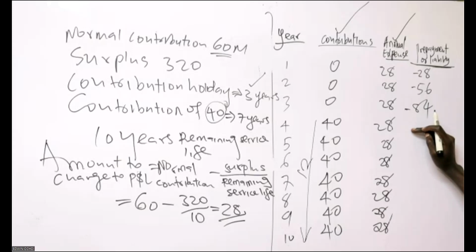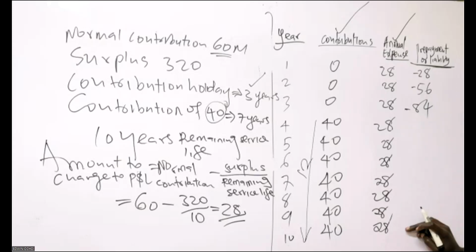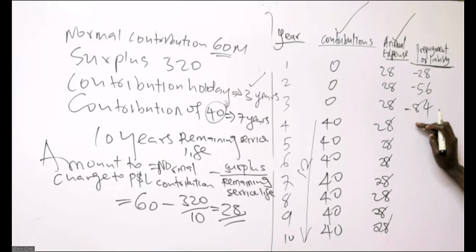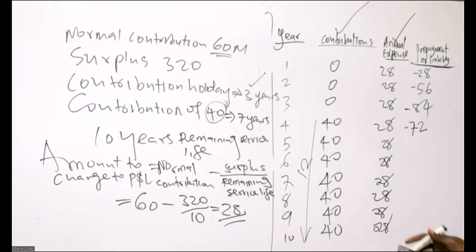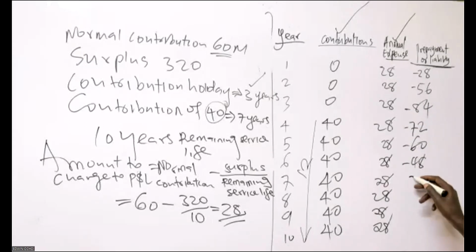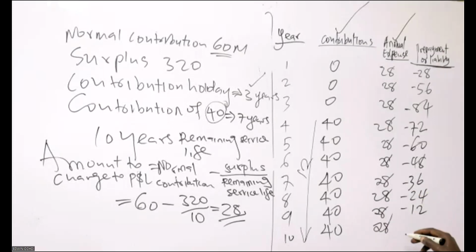The prepayments from the 4th year to the 10th year will reduce this liability. So 84 minus 12, 72. But that is a liability again, minus another 12, 60. Minus another 12, 48. Minus another 12, 36. Minus another 12, 24. Then 12, and 0.